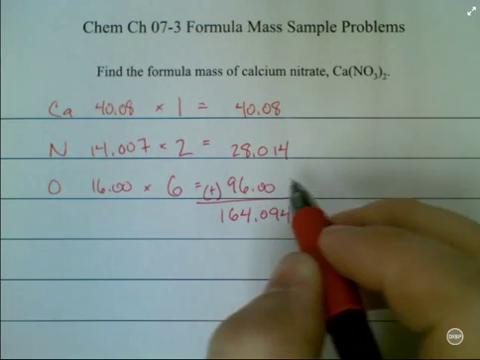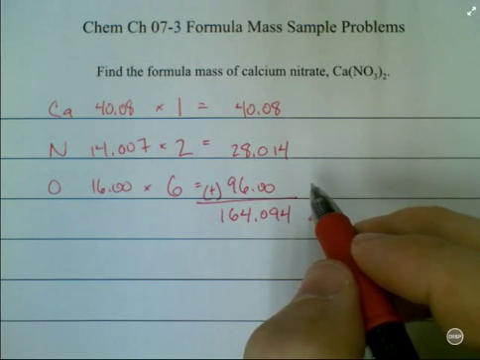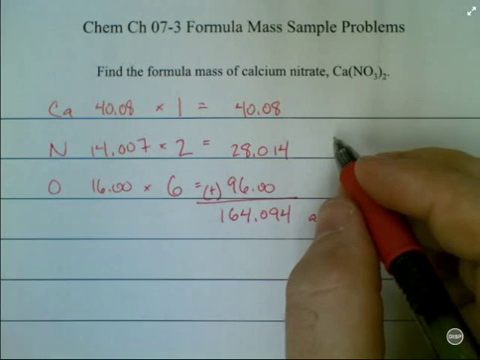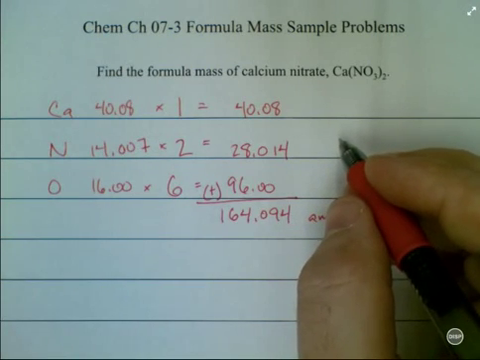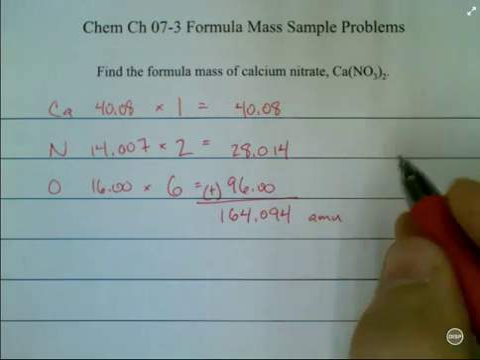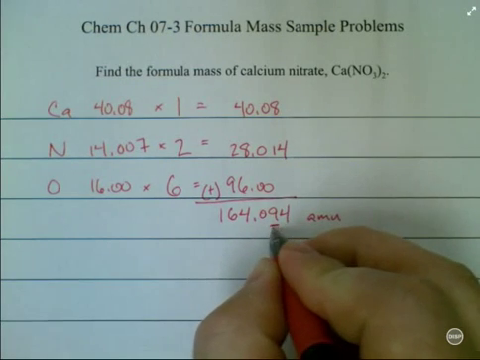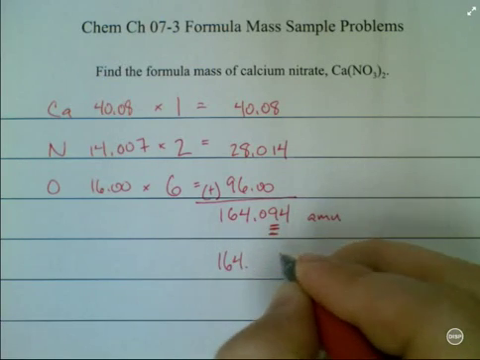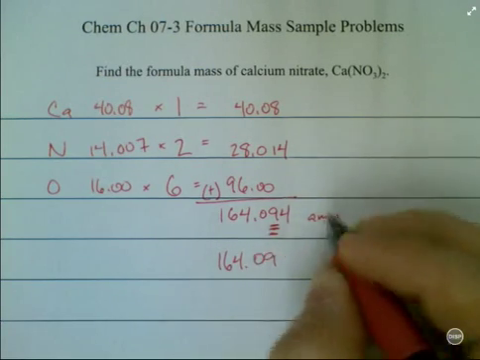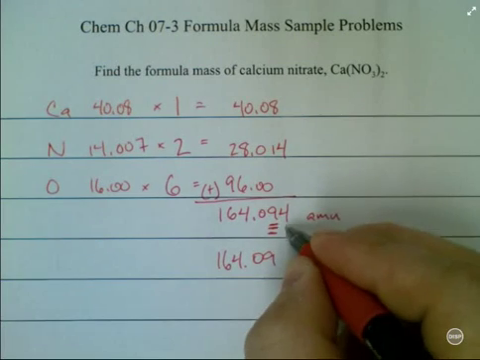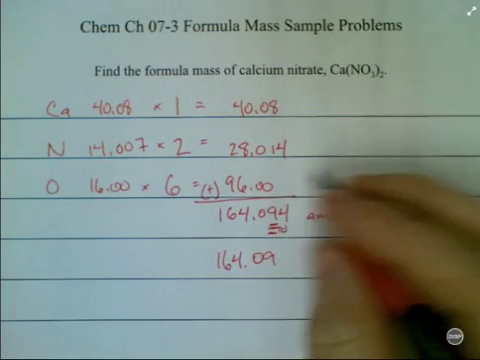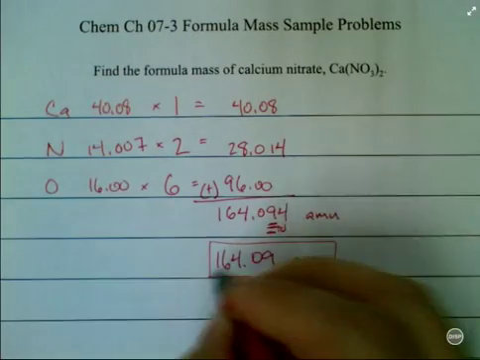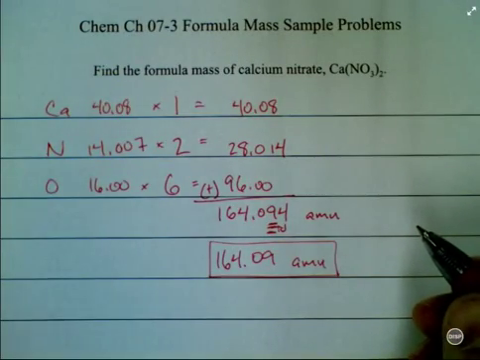I need to identify which of these values has the fewest number of digits beyond the decimal. It would be the first and the third values, each with 2. Therefore, my answer must have 2 digits beyond the decimal, and so I need to round to this place. So my actual answer as I record it will be 164.09 because this 4 told me to not round up, to keep the 9 the same. AMU, because AMU is the appropriate unit for formula mass.